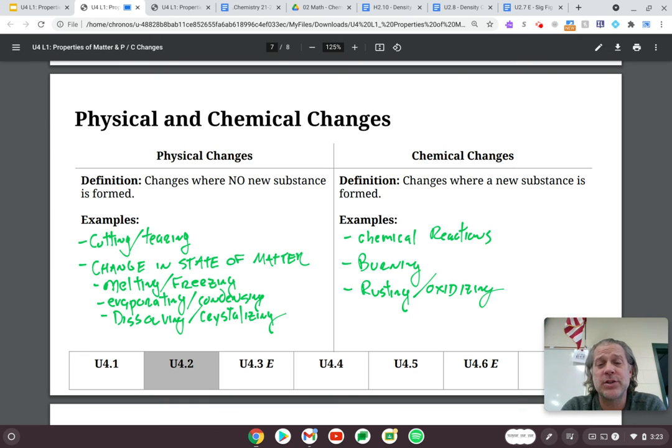A chemical change is a change where we end up with a new substance after the change has occurred. So things like chemical reactions, or burning something, or rusting, or oxidizing. Rusting and oxidizing are examples of reacting with oxygen in the air. And those are changes that once they've happened, you can't undo easily. I mean, we can with a chemical reaction in many cases, but we can't just undo them by simply rubbing off the rust or something like that. It's still going to be rust.